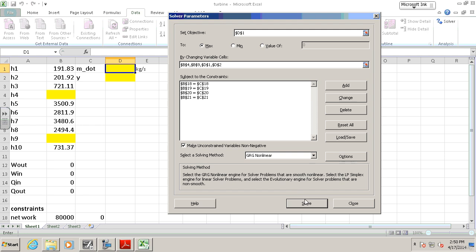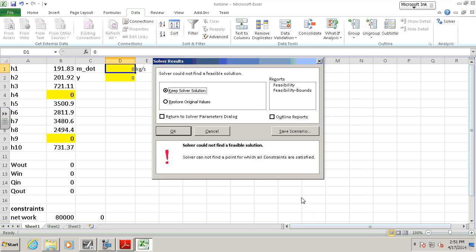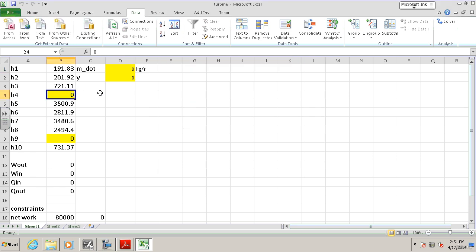And then what I did is I hit solve, and it just didn't work. It just said solver could not find a feasible solution. So that made me sad. But what I realized is that 0 is not good enough. Basically it uses 0 initial guesses, and 0 just wasn't a good enough initial guess.